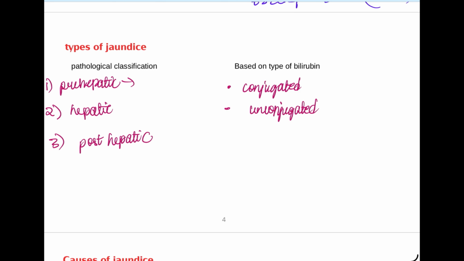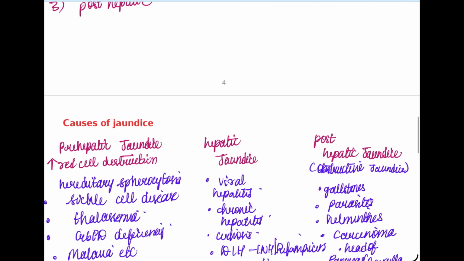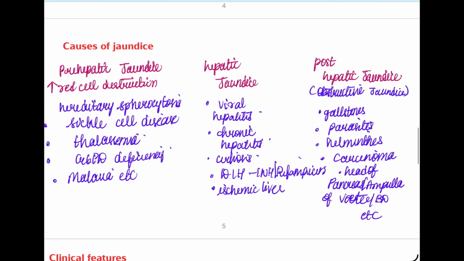Let's see about the types of jaundice. There are two ways to classify jaundice. Based on the type of bilirubin, two types of jaundice are seen, that is conjugated and unconjugated, and based on the pathological classification there are three types: pre-hepatic jaundice, hepatic jaundice, and post-hepatic jaundice. Causes of jaundice are divided into three: pre-hepatic jaundice, hepatic jaundice, and post-hepatic jaundice.